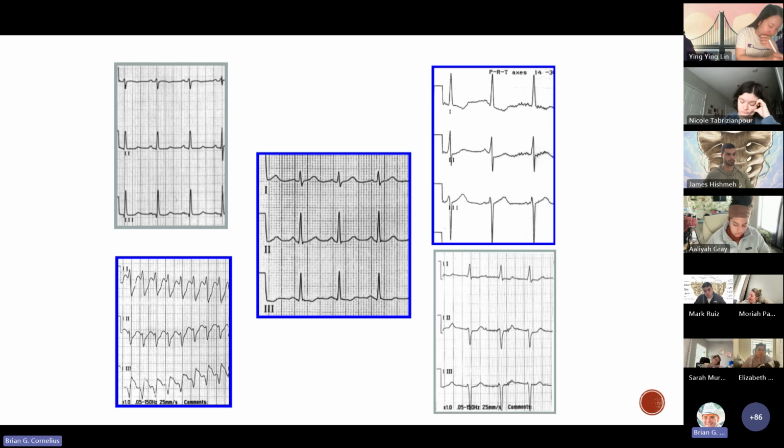Physiological left axis, we generally don't worry about quite as much because it can be a normal finding for some folks. And it's kind of interesting because it's a normal finding in two extremes. You'll see that it's a normal finding in obese patients, but it's also a normal finding in patients that are very athletic.